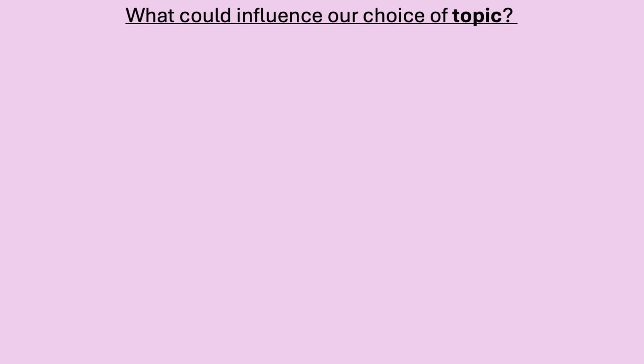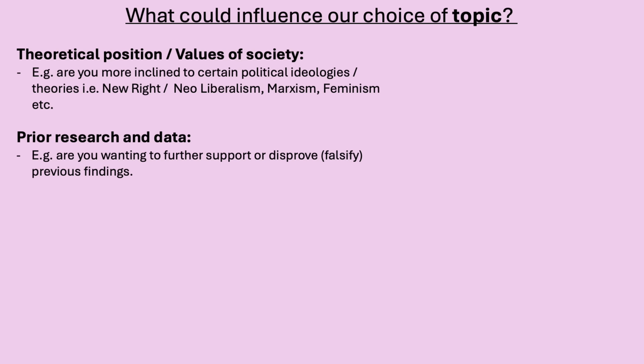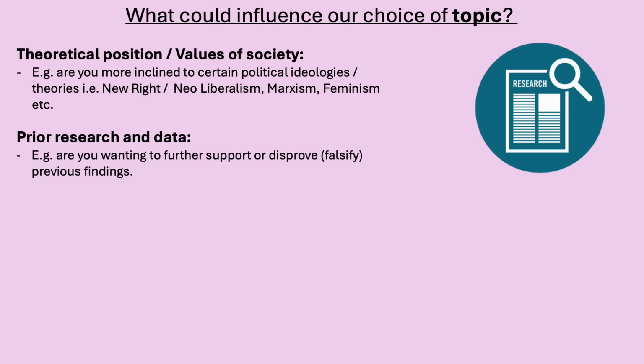And when doing research, we have to think about what influences our choice of topic. So this could be a theoretical position or the values of society. As an individual, are you more inclined towards certain political ideologies or theories? Do you prefer new right ideas or Marxist ideas, for example? Are you wanting to add on prior research and data? So you want to further support or disprove, which is falsify, previous findings.